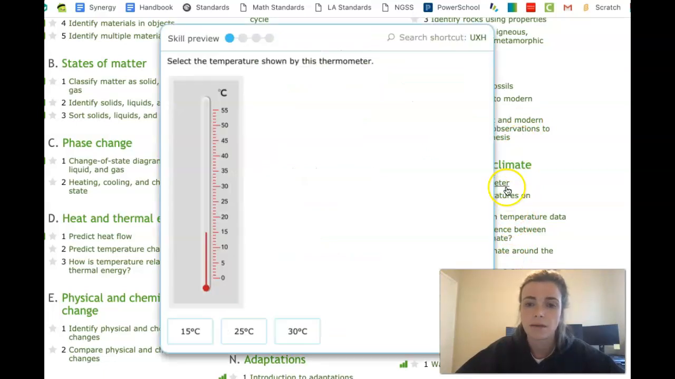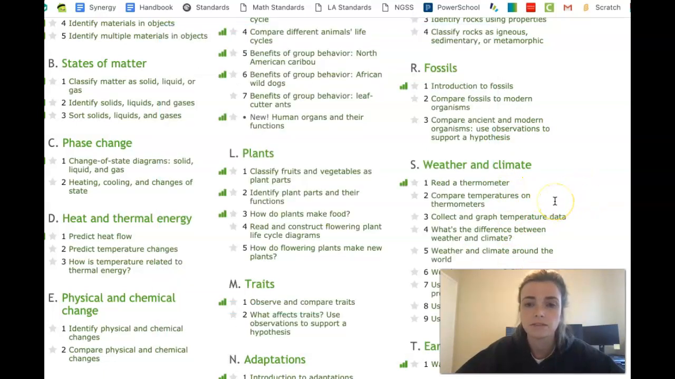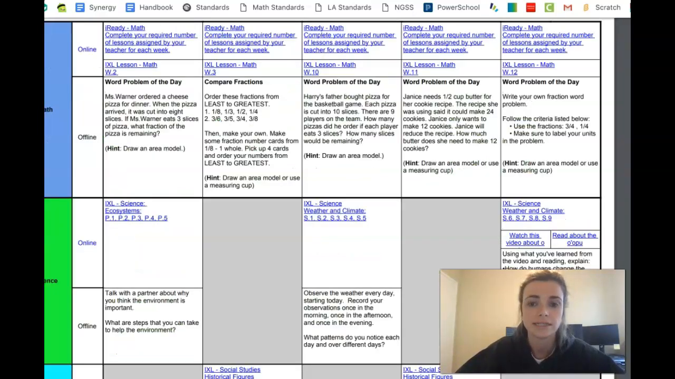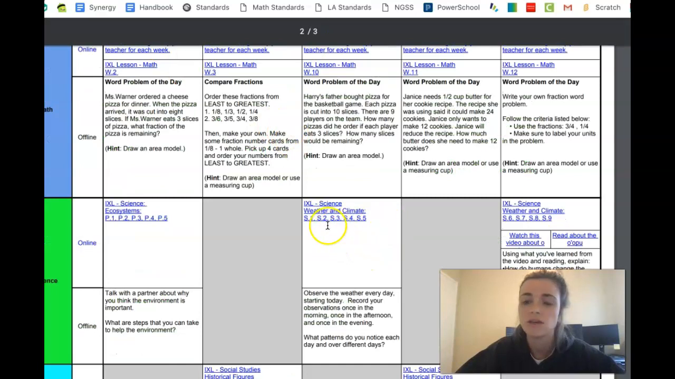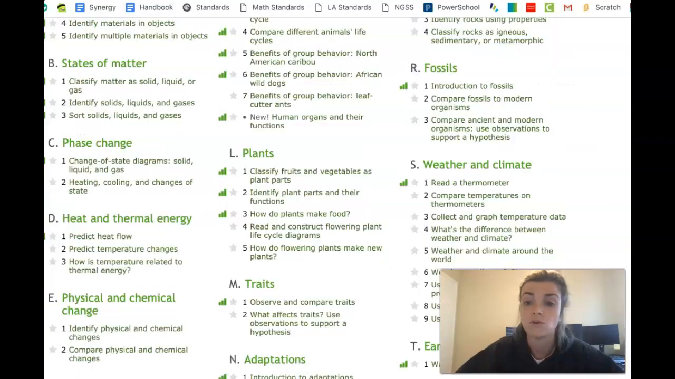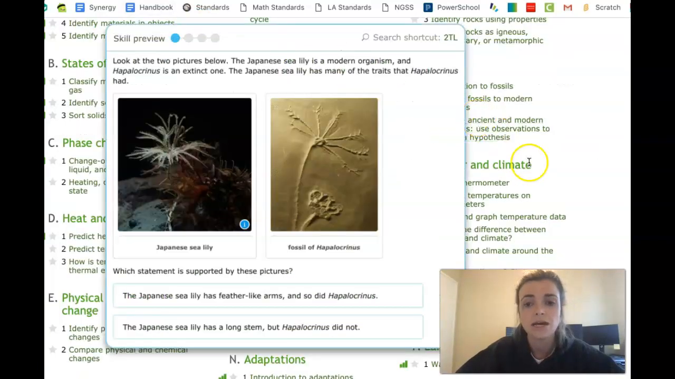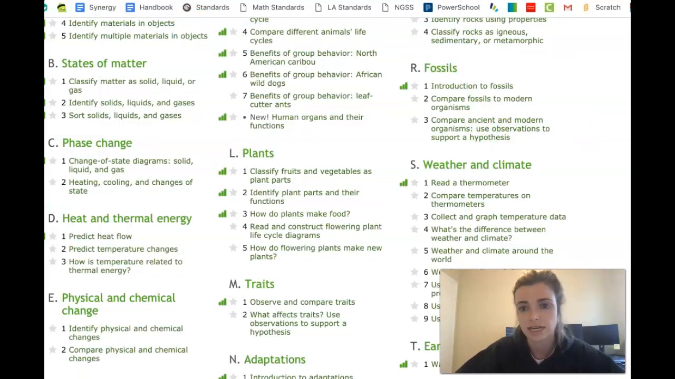So you have read a thermometer, compare temperatures on thermometers, collect and graph temperature data. What's the difference between weather and climate around the world? So 3rd grade, what I will let you do is, I know it says on here that you have to do all 5. You do not need to do all 5. If you want to, you are more than welcome to, but I just want you to be working on this for 10 to 15 minutes so you can pick which one you want to do.